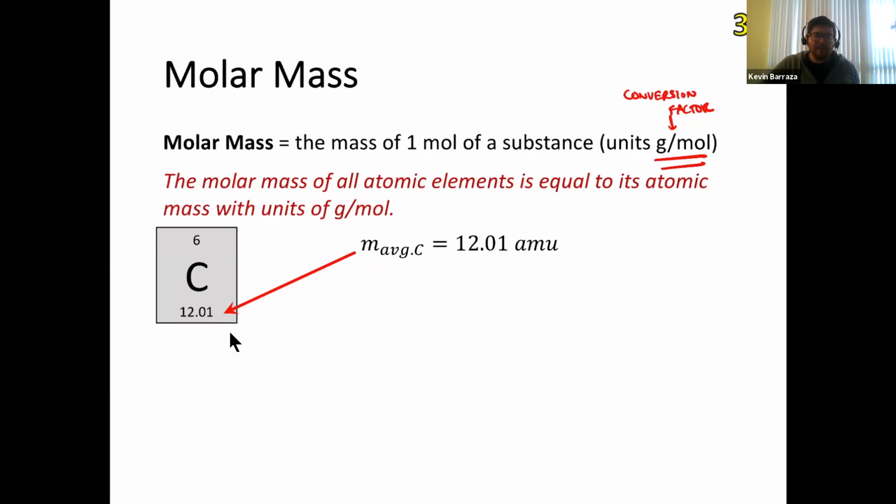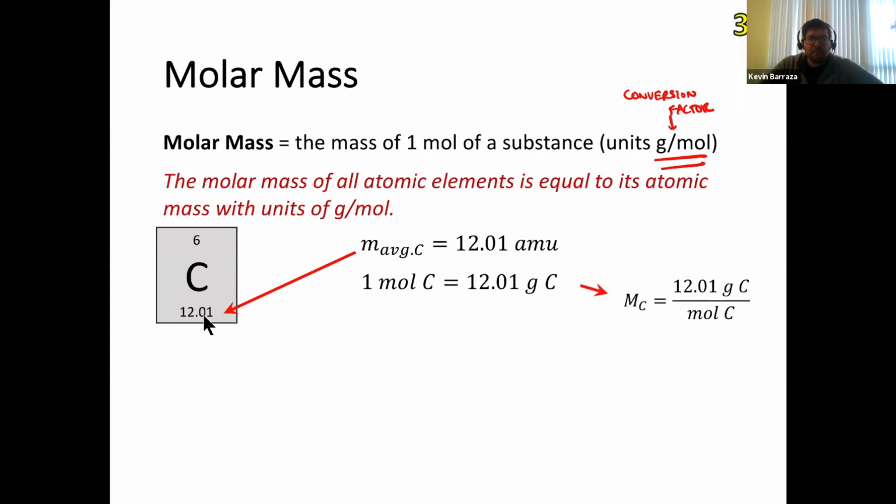So we would say as an atomic mass, 12.01 represents the average carbon atom in AMU. But it also means that 1 mole of carbon is equal to 12.01 grams. That's the definition of a molar mass. It is the mass of 1 mole of a substance. So this means that your molar mass, which I give capital M for carbon, is 12.01 grams of carbon per mole of carbon.